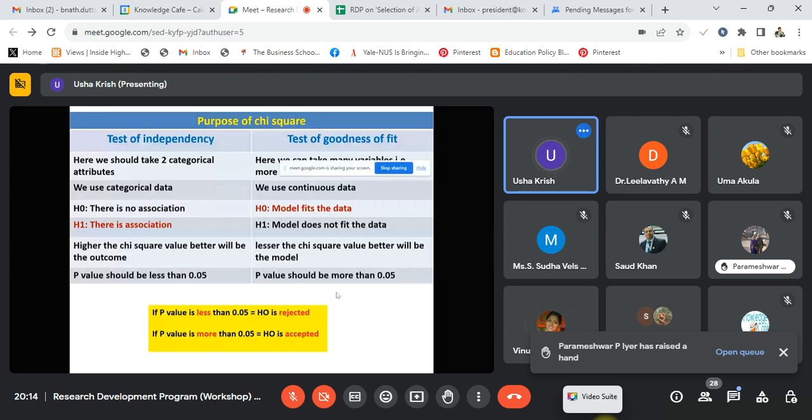And ma'am, is it good to have a measurement scale, or do we need to prepare? We can develop the questionnaire.